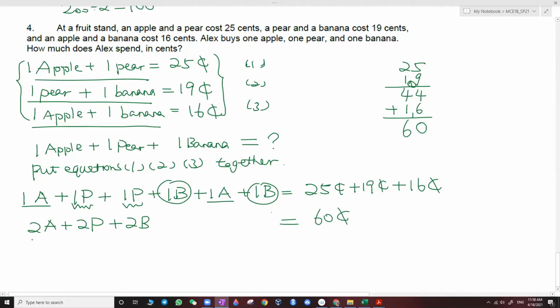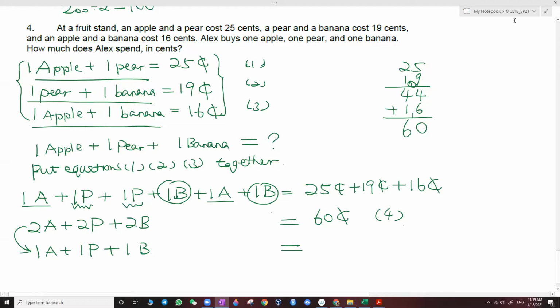Now, 2 apples, 2 pears, and 2 bananas together is 60 cents. The question is asking for 1 apple and 1 pear and 1 banana. From here, how do we get to the question? How do we actually answer the question from what we have? Let me say this is equation 4. Anyone?